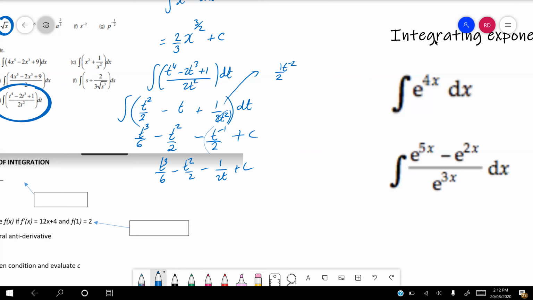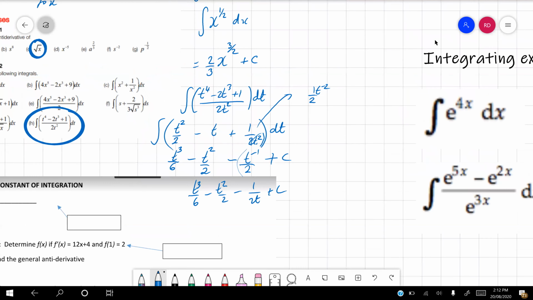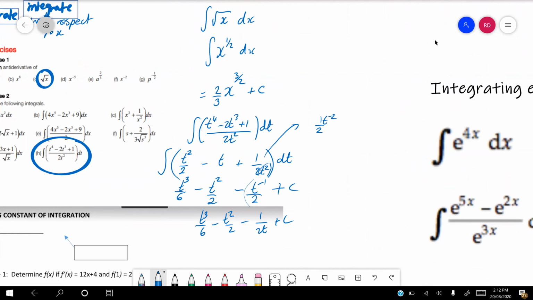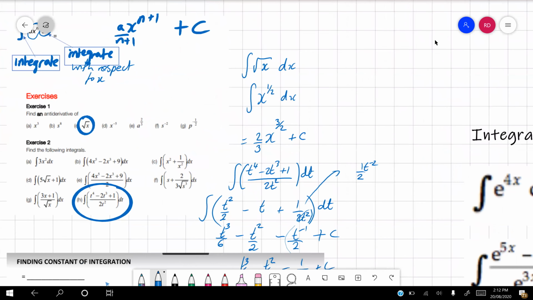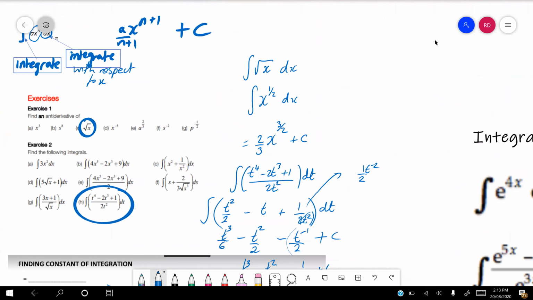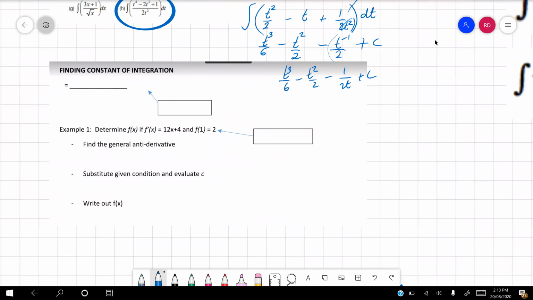Okay, so there we have it. So this is your work from yesterday. So the first thing is you have to add 1 to the power and divide by the new power. And of course, this is after everything is written as an individual term. Okay, so that's integrating polynomials.